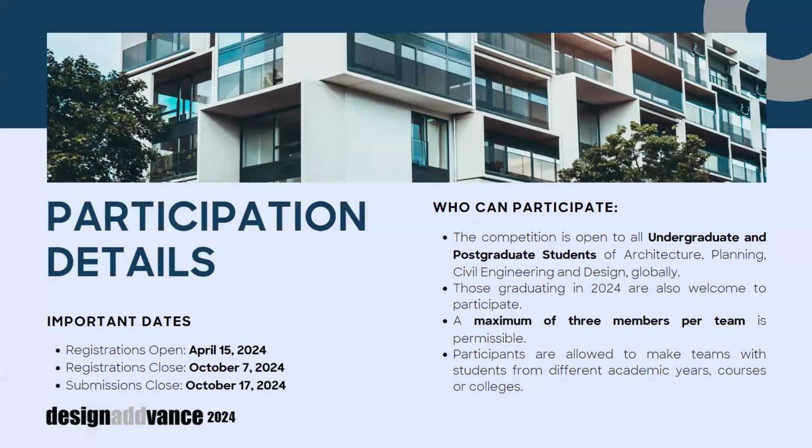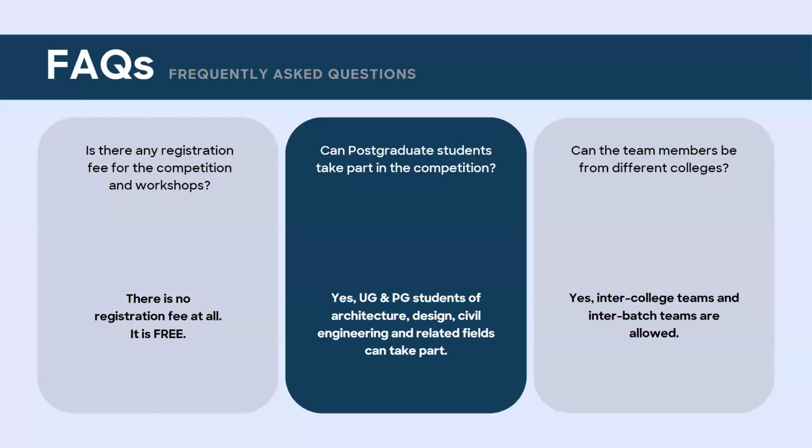The registrations will close on October 7th, so make sure you register for the competition before that if you haven't already, and the submissions are open until October 17th. It's open to all undergraduate and postgraduate students of architecture, planning, civil engineering, and design globally. And those graduating or who have graduated in 2024 are also eligible to participate in this competition, and a maximum of 3 members per team are allowed.